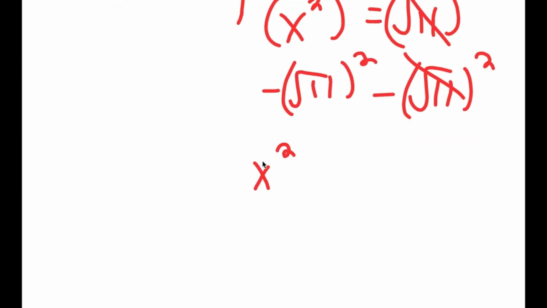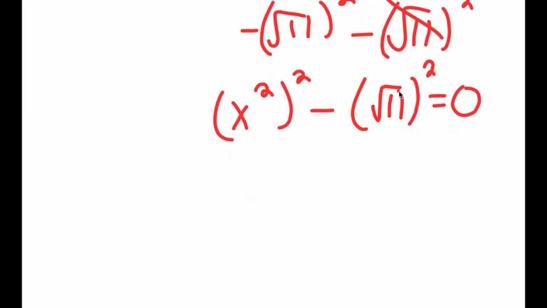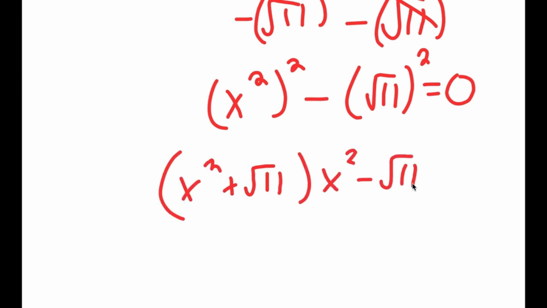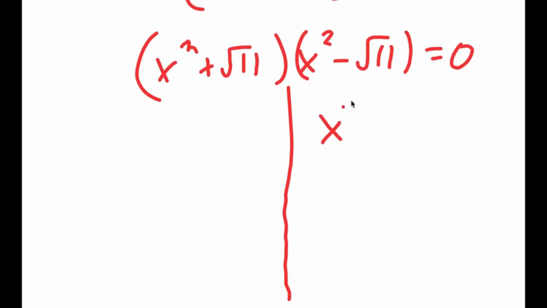And now I get x squared to the power of 2 minus square root of 11 squared is equal to 0. And this means that x squared plus the square root of 11 times x squared minus the square root of 11 is equal to 0, meaning I have x squared is equal to square root of 11, and x squared is equal to negative square root of 11.